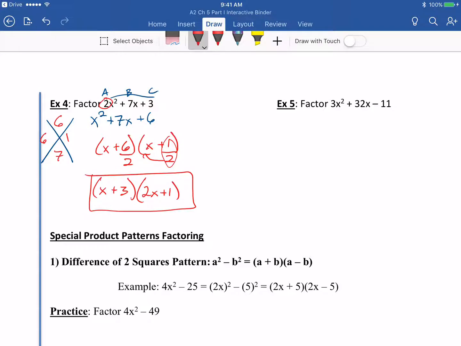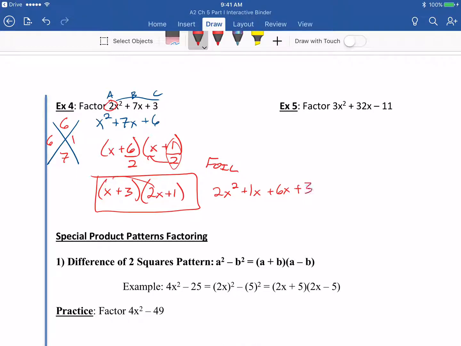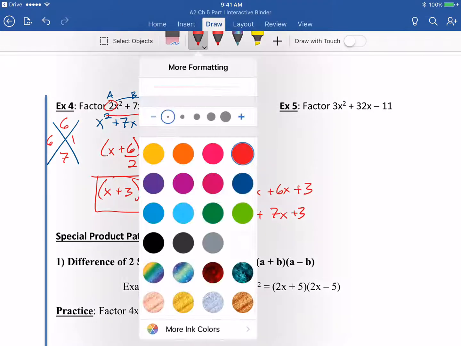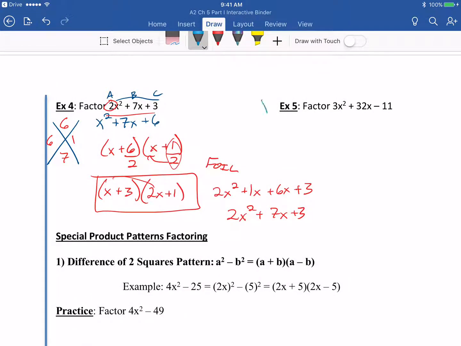All right, so if you don't believe me, what do you do to check? You can always FOIL. If we FOIL this back into each other, we get 2x squared, we get 1x, we get 6x, and we get 3. If this simplifies, I get 2x squared plus 7x plus 3. That's exactly what we started out with. So example number 5, I'm going to let you try on your own.